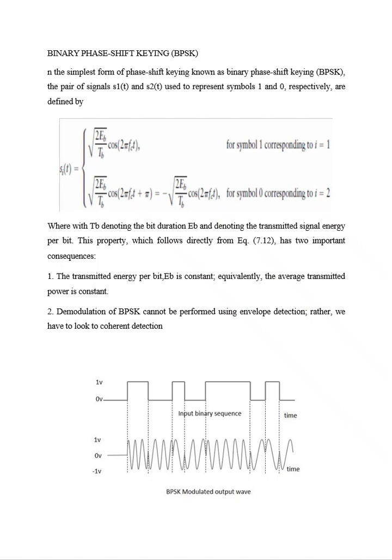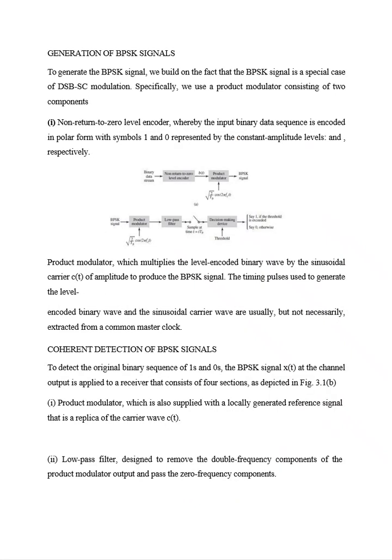Demodulation of BPSK cannot be performed using an envelope detector like the amplitude modulator. We have to look at coherent detection schemes. So this is the waveform for the BPSK signal. The input is symbol ones and zeros. Symbol 1 is indicated by a 1 volt signal and symbol 0 is indicated by a 0 volt signal. For the duration where symbol 1 is present, there is no phase shift, and the signal is represented as such. For symbol 0, the phase is shifted, so there will be a difference.